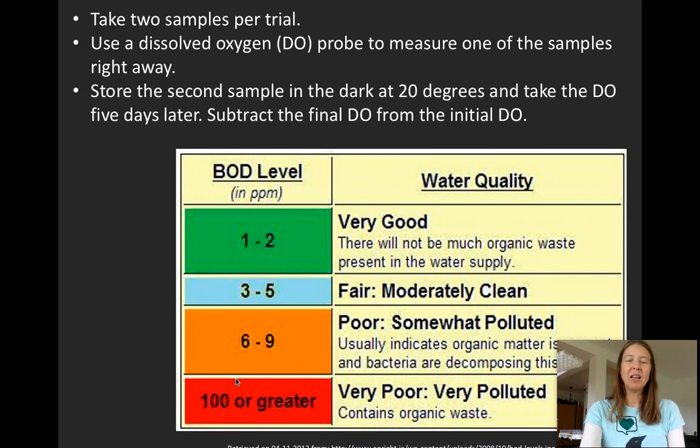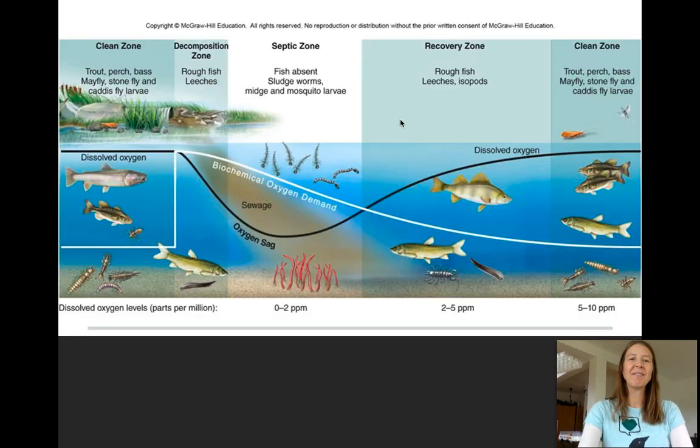And then you get different types of water quality depending on the parts per million of oxygen available. So 10 or greater, if that's how much milligrams per liter it takes, that would be really, really polluted water with lots of organic materials. Okay, and here's the rest of the steps if you're interested in doing this for your IA.